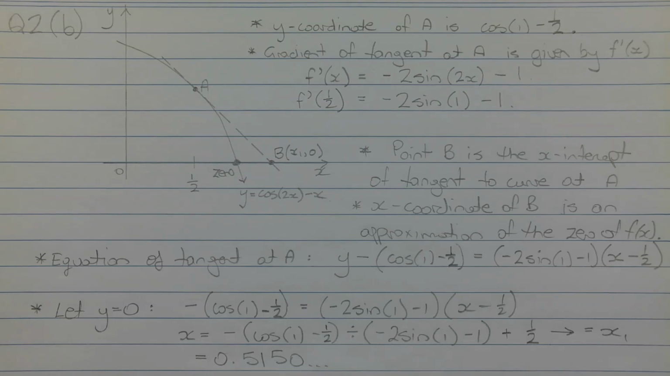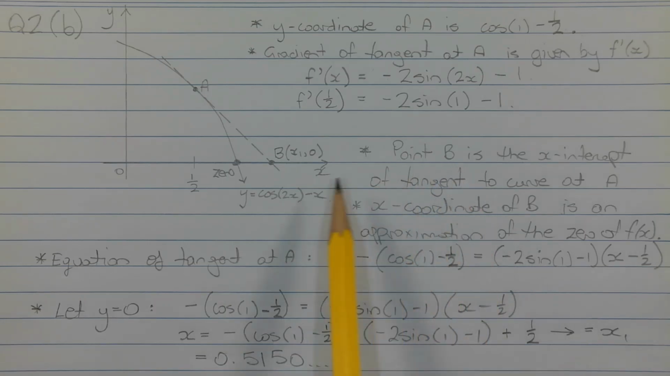Next, we need the gradient of the tangent at point A, and that's given by f dash of x. So we get that by differentiating cos 2x minus x with respect to x, and we need to apply the chain rule to differentiate cos 2x. So f dash of x is equal to negative 2 times sine 2x minus 1. So the value of the gradient is found by substituting 1 over 2 for x in f dash of x. So f dash of 1 over 2 is equal to negative 2 times sine of 1 minus 1.